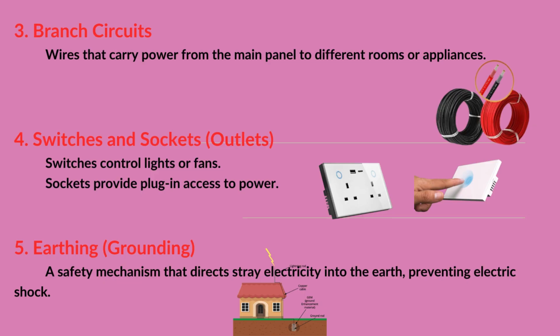All right. So the next one is the earthing. So earthing is very important. It's a safety mechanism that directs stray electricity into the earth. So when thunder strikes, a very huge kilowatt, or megawatt of electricity is coming from the sky. So when it gets to the house, the earthing mechanism takes the electricity straight into the ground. The earth can absorb any huge amount of electricity and just disperse it inside the ground. So that's the work of the earth.